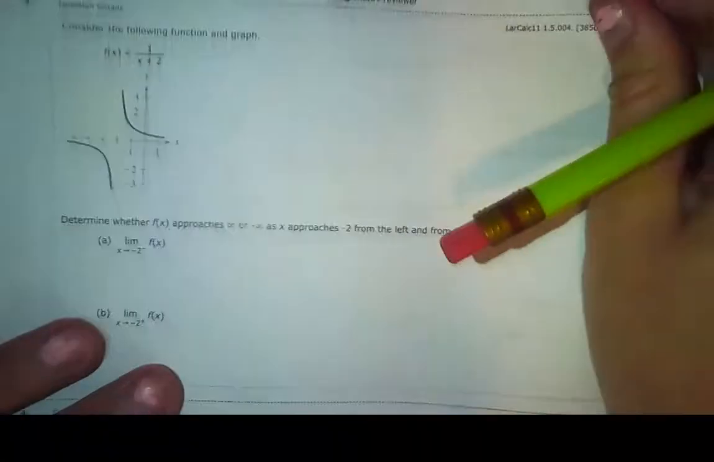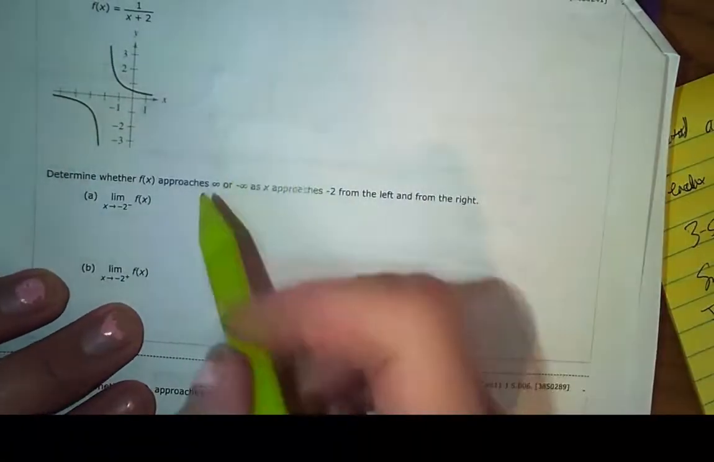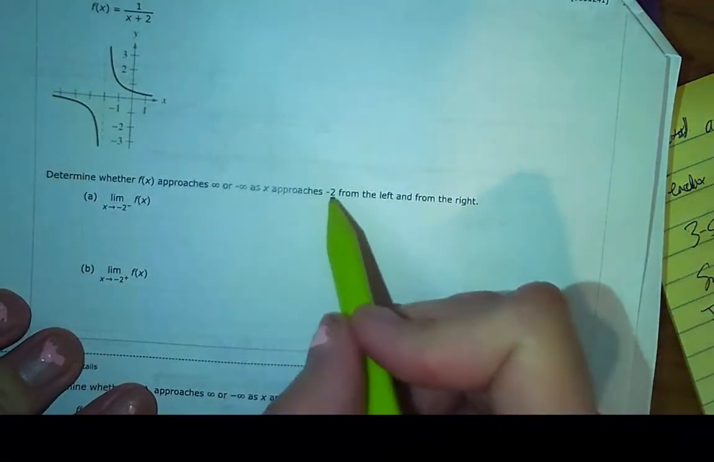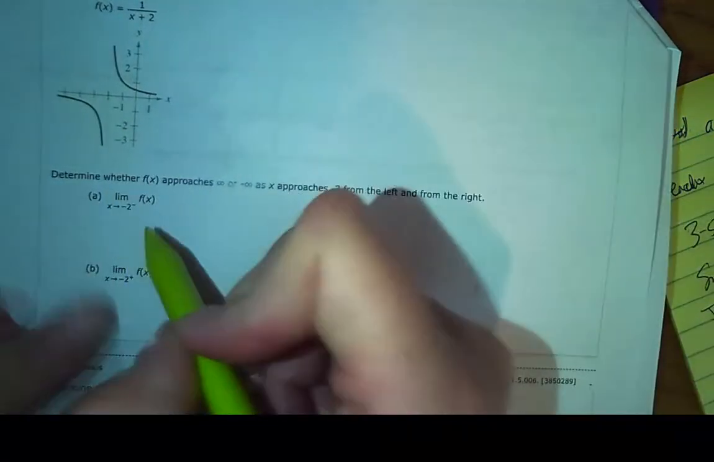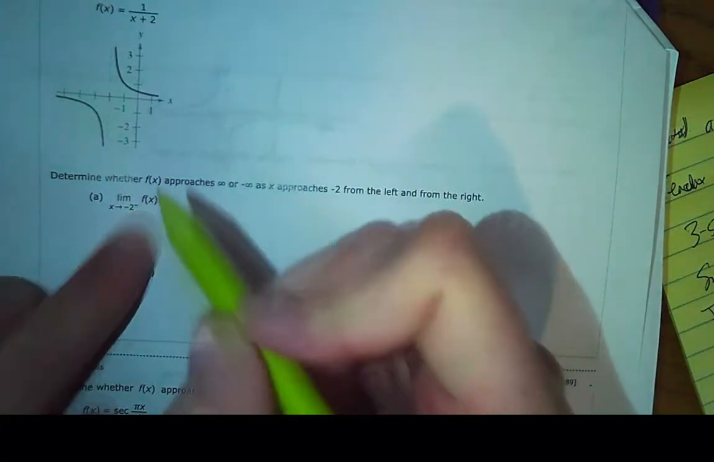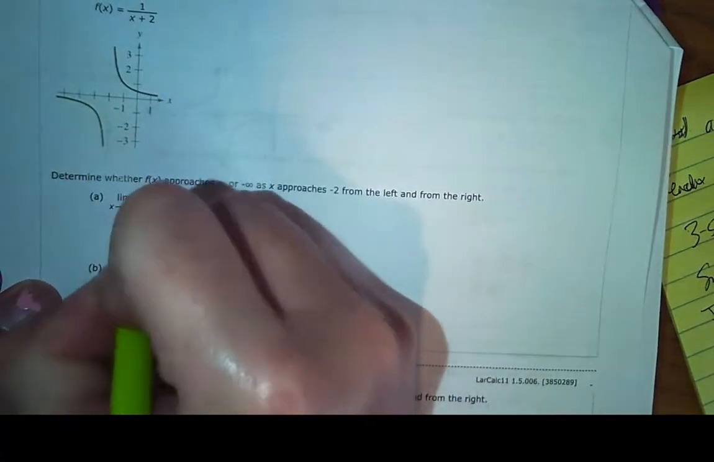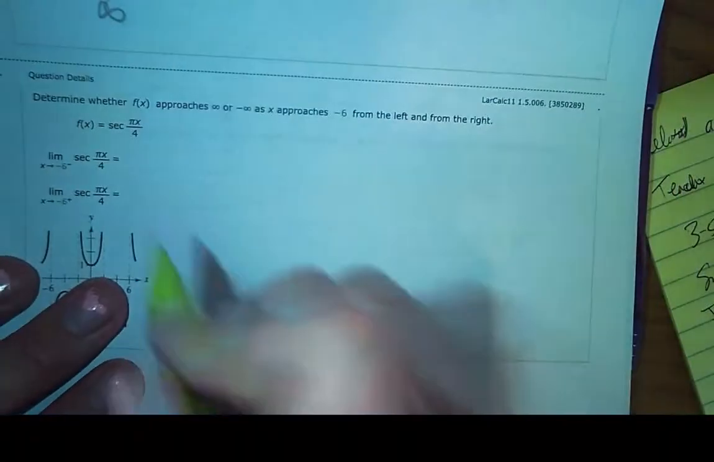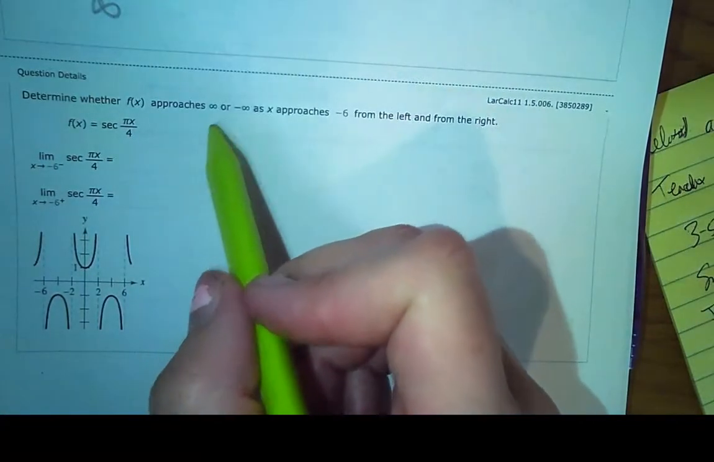I'm going to try so hard to make this in just 2 videos. All right, so determine whether I'm going to negative infinity or positive infinity as I approach negative 2. As I come at it from the left, where does my tail go? He goes down. As I come at it from the right, where does my tail go? He goes up.